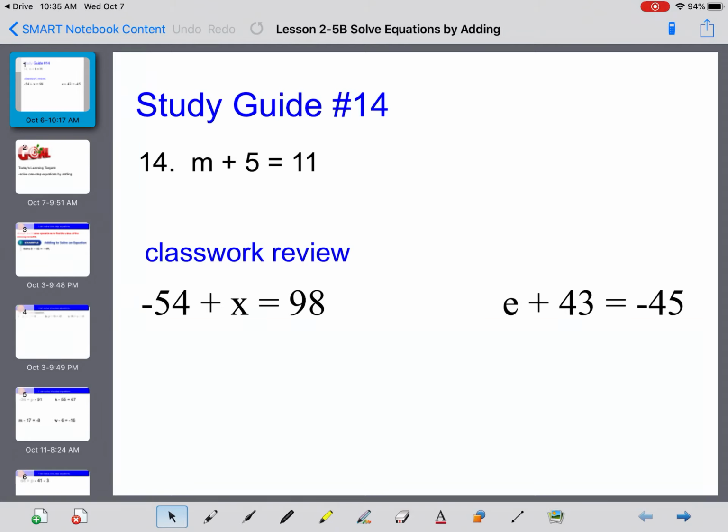This is lesson 2-5B from the Algebra Readiness textbook. For today's lesson, you will need a sharpened pencil and your notes paper. Give these 3 problems a try, and then come on back to compare your answers.